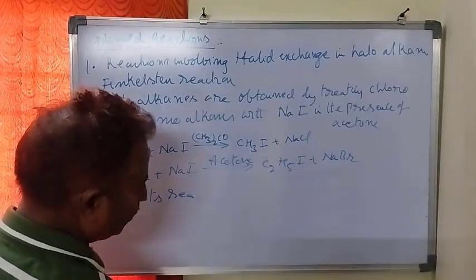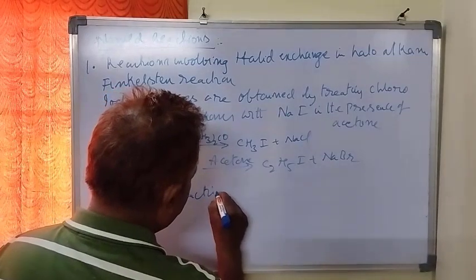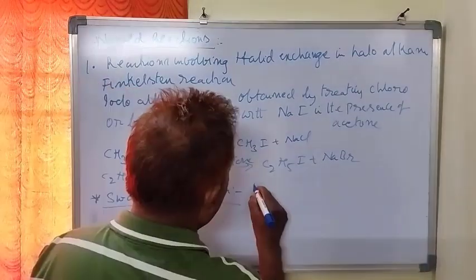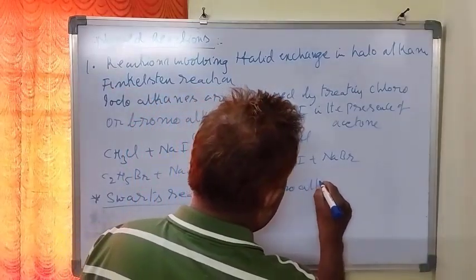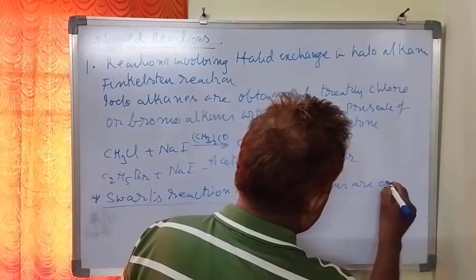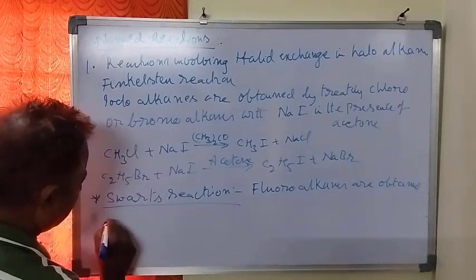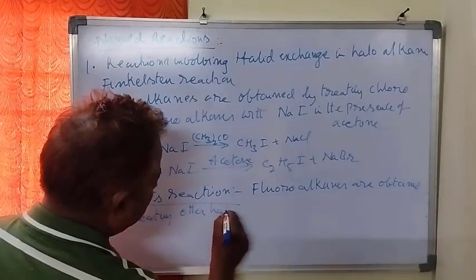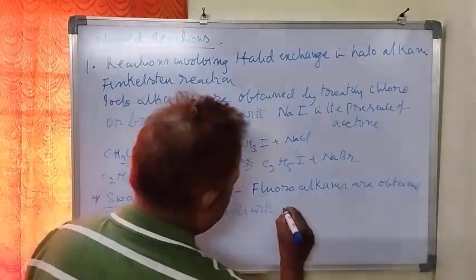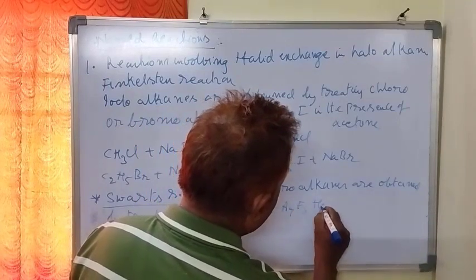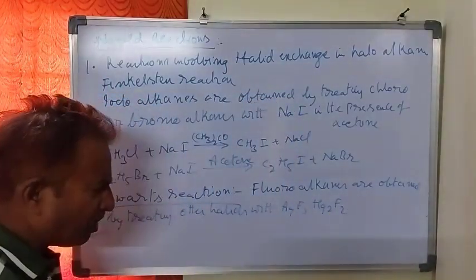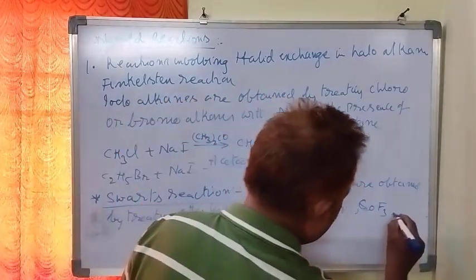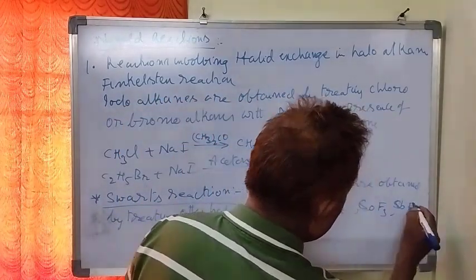Swarts reaction. In the Swarts reaction, fluoroalkanes are obtained by treating other halides with silver fluoride AgF, Hg2F2, mercurous fluoride, CoF3, cobalt fluoride, SbF3, antimony fluoride.